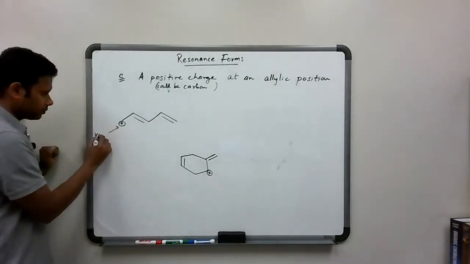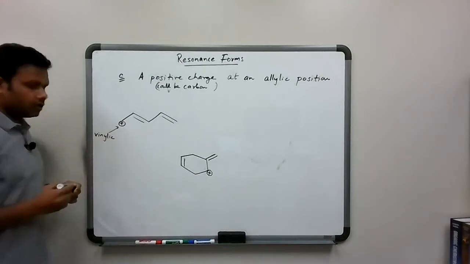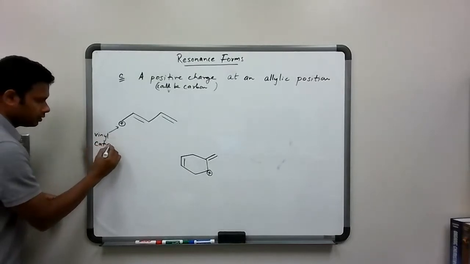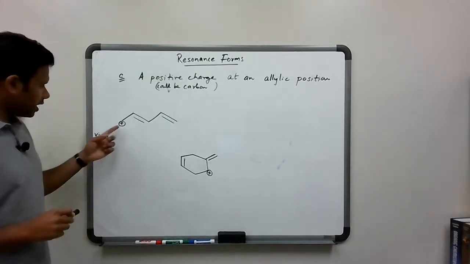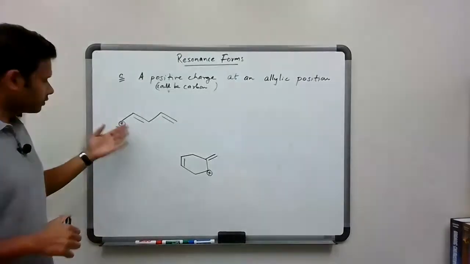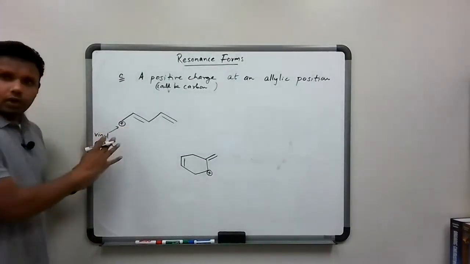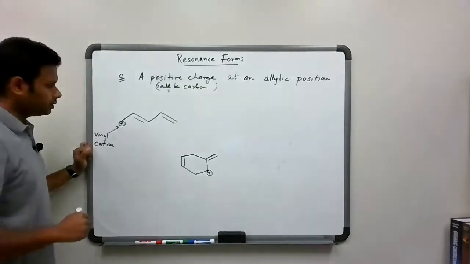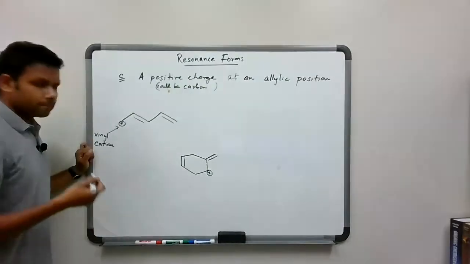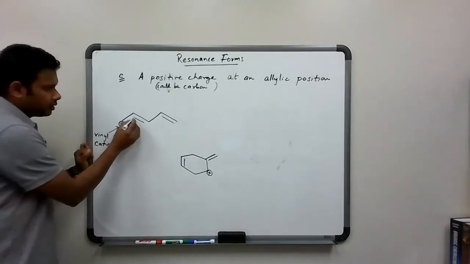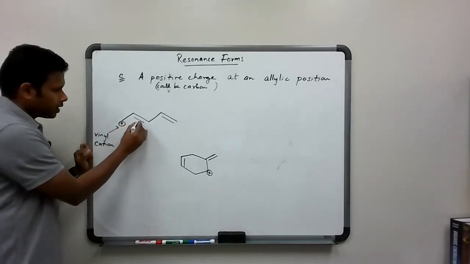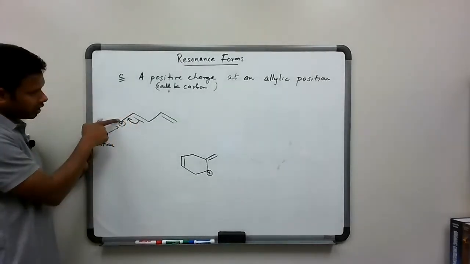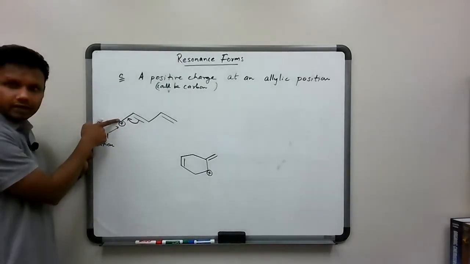In fact, we can call it a vinyl cation, because it's a cation at a vinylic position. Whenever we have a scenario where you have a positive charge on an allylic position, we can do resonance there. What we can do is take this pi bond and move it to the space between the vinylic carbon and the allylic carbon, which bears the positive charge.